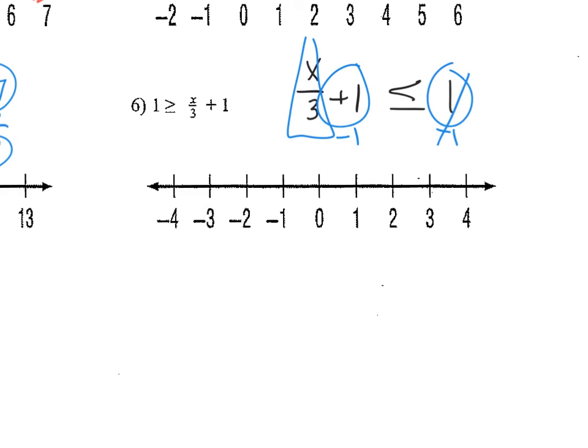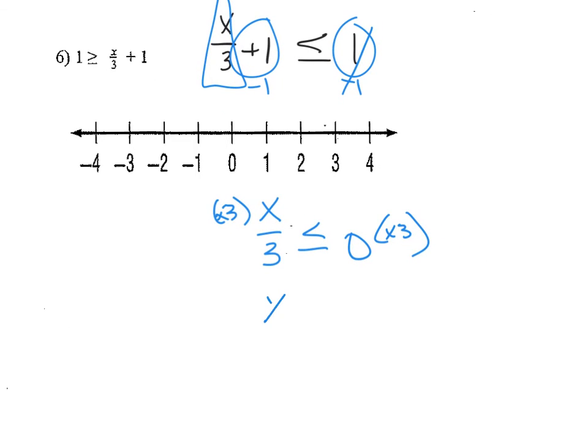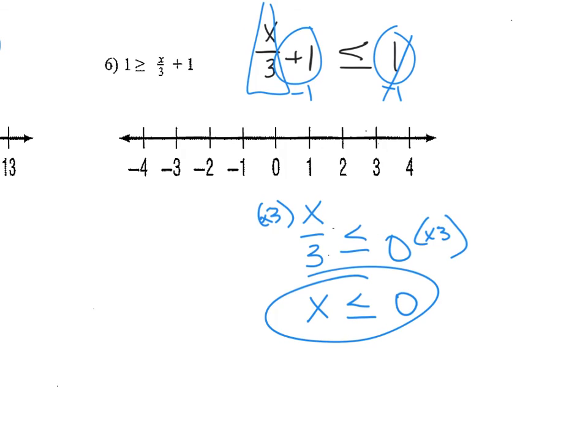So that'll give me 0, right? Less than or equal to, and then x divided by 3. So since that's dividing, I would multiply. What's anything times 0? 0. So x is less than or equal to 0. Closed or open dot? Closed. Done. Shade everything less than 0, so to the left. So that should make sense with your problem.